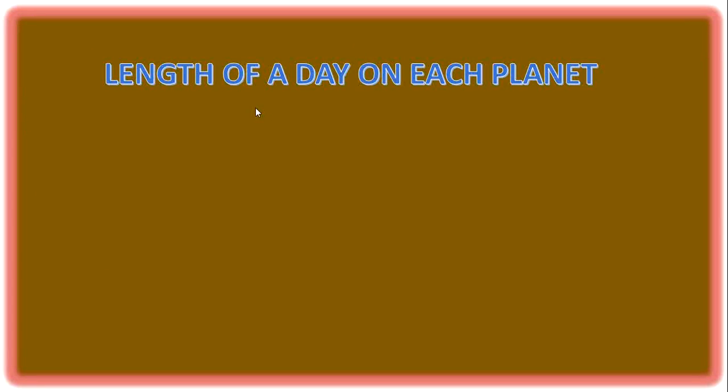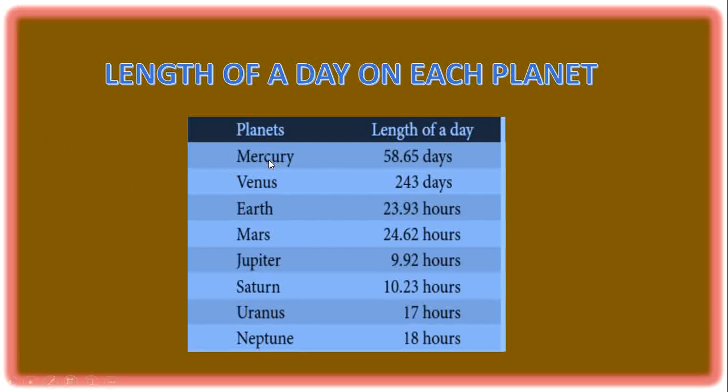Now in this tabular column, let us see the length of a day for each planet. The first planet, Mercury, 58.65 days. Venus, 243 days. Earth, 23.93 hours. Mars, 24.62 hours. Jupiter, 9.92 hours. Saturn, 10.23 hours. Uranus, 17 hours, and Neptune, 18 hours. Study this tabular column of planets and the length of a day.